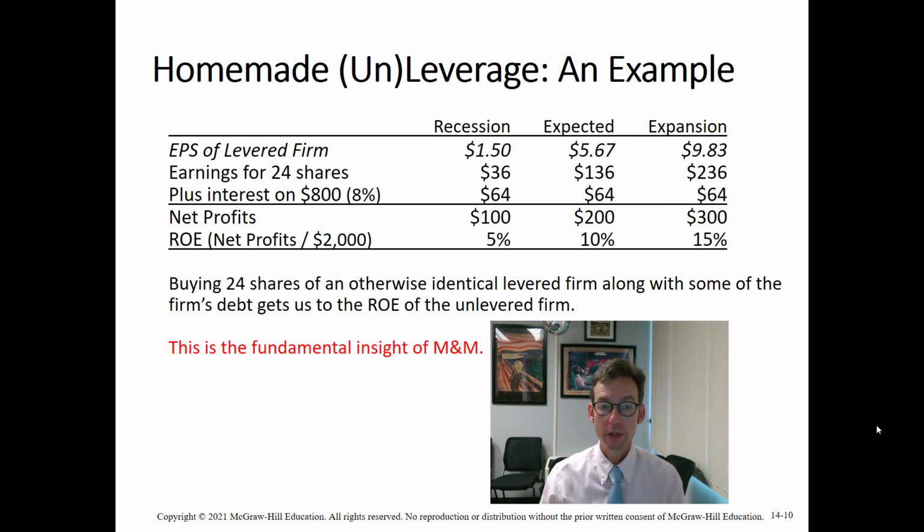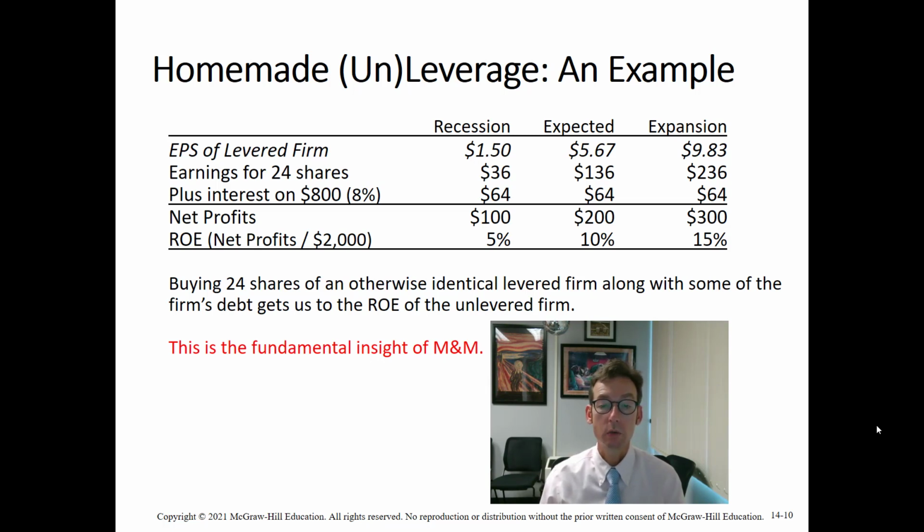Now you might ask, wait a minute, what if we don't want a levered firm? What could we do? Well, it turns out we can undo leverage in our account. So what are we going to do here? In this case, we are going to buy 24 shares of the levered firm. By the way, 24 shares is 10% of the shares for the levered firm, because remember, they bought back some shares.